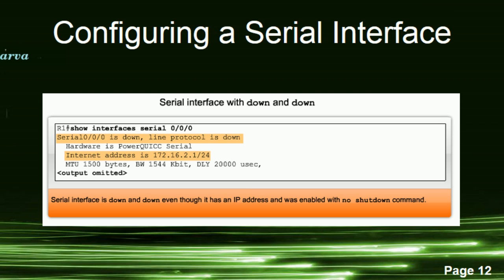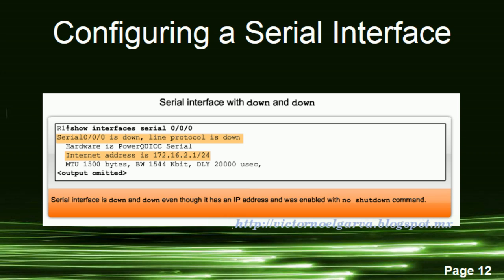Next, let's configure the Serial 0/0/0 interface on router R1. This interface is on the 172.16.2.0/24 network and is assigned the IP address and subnet mask of 172.16.2.1/24. The process we use for the configuration of the Serial 0/0/0 interface is similar to the process we used to configure the FastEthernet 0/0 interface.